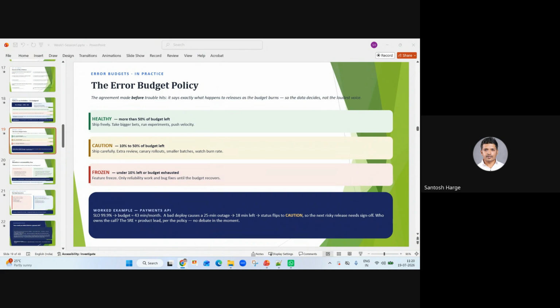Again, let's say out of 43 minutes, you have already used 30 or 35 minutes of your downtime. So it's likely that you are under 10% of your budget, and in such cases, mostly a deployment freeze will be applied. Only the reliability work, that means the critical changes that are impacting the users, will be rolled out. All the rest of the changes will be frozen until this error budget cycle is over.